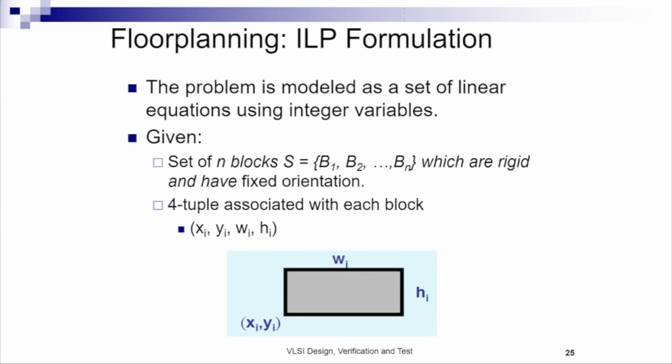Now, to understand the floor planning problem and the solution approach, we will look at its ILP formulation. The problem is modeled as a set of linear equations using linear variables, and therefore an ILP. We are given a set of n blocks, S equals B1, B2, up to Bn, which are rigid and have fixed orientation. And each block is a 4-tuple. We know the coordinates of the left bottom corner of the block, we know the width of the block, and we also know the height of the block.